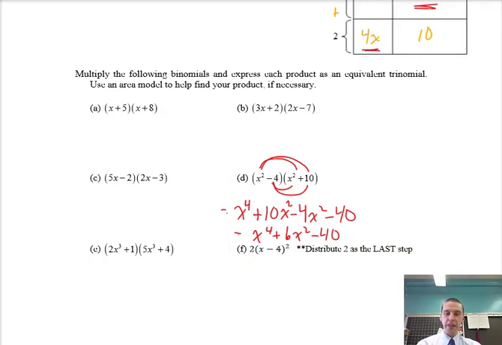Let me just show you with F. F says double distribute the 2 as the last step. You cannot do it first. We need to write it out as x minus 4 times x minus 4. And then you will still write it after you double distribute.